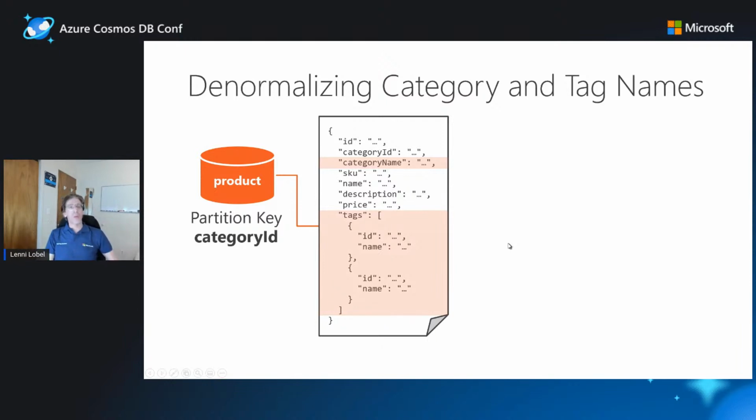So at the point of insert, when I create a new product, I'm also copying that master data for the category name and the tag names, which is great, meaning when I have a product document in hand, I have everything I need to display my product on the web page. But of course, the obvious question becomes, what happens when there's a change to that master data? Somebody comes along and changes a category name or a tag name.